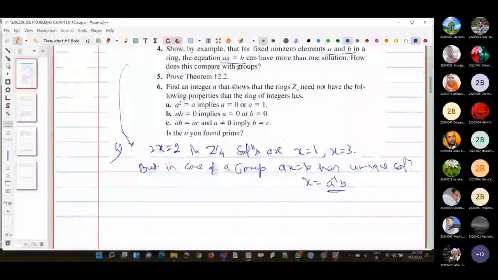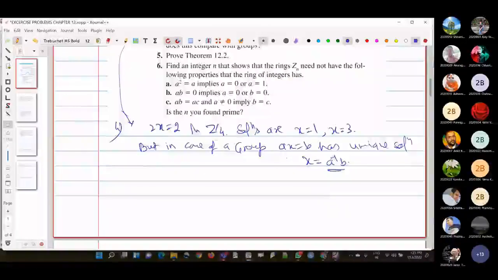And then question number 5, theorem 12.2. In this we are supposed to prove that inverses of elements, if they exist, are unique in a ring, and the identity element is also unique. Okay, so this we can take the proof from group theory. So I'm leaving it. Question number 6.